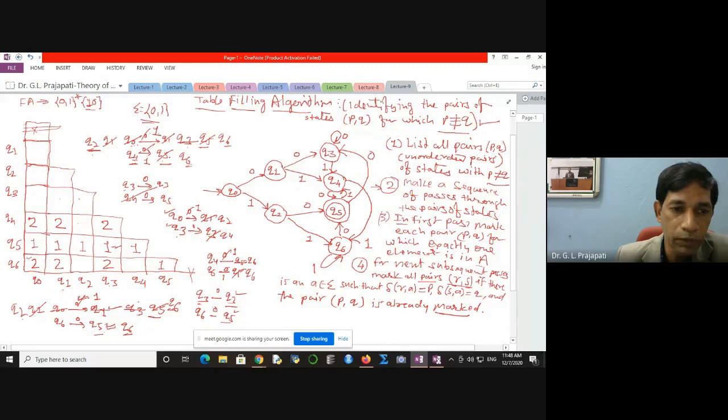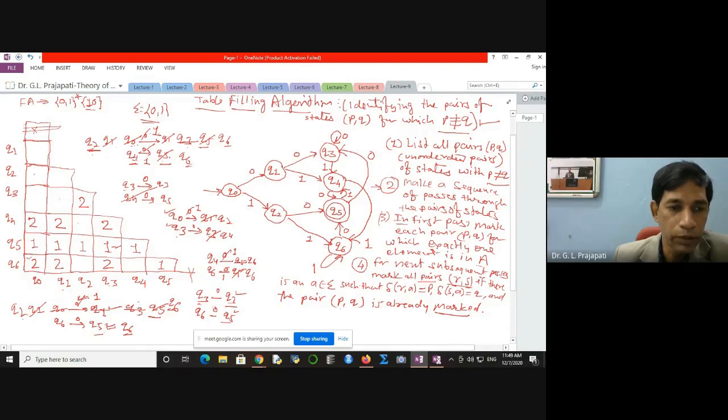Now you can decide whether Q2 and Q3 can be marked or not. Pair Q2 and Q3. So from Q2 if you get 0, you are going to Q5, and from Q3 if you get 0, you are in Q3. And Q3 and Q5 is already marked. So this means that you are going to mark the pair Q2 and Q3. So this is marked.